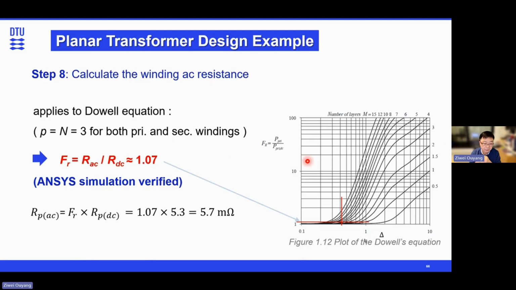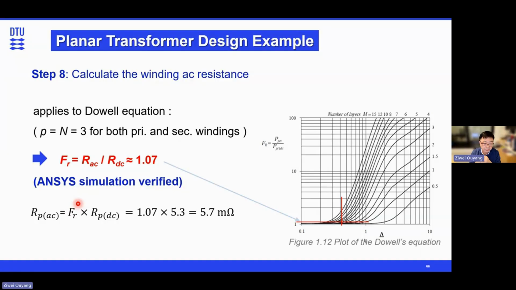And then the next step is to calculate the winding AC resistance. So we know our DC resistance, and then we apply the Dowell equations. We know our number of layers equals 3. So from the Dowell equation, we can calculate the ratio of the AC to the DC resistance equal to 1.07 here. We also used the ANSYS simulation to verify this, and we got the same results. So the AC resistance is just slightly increased from the DC resistance, from 5.3 to 5.7 milliohm.